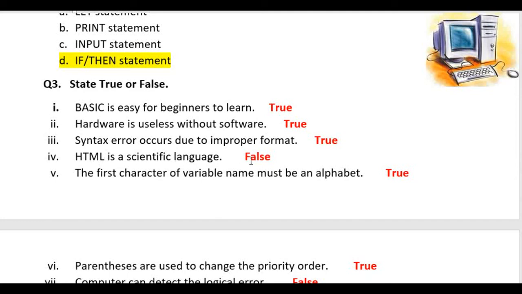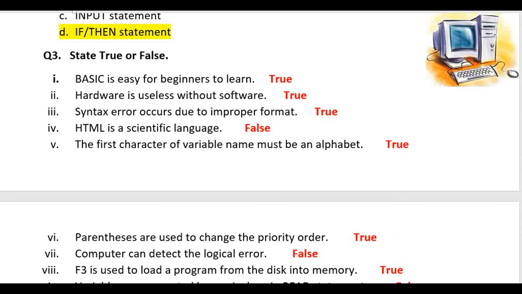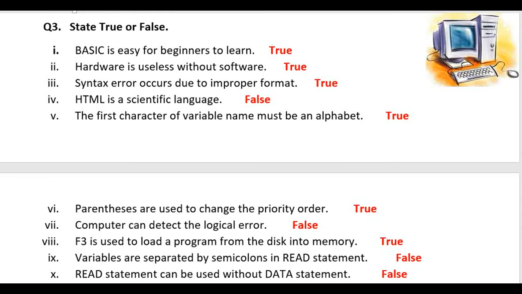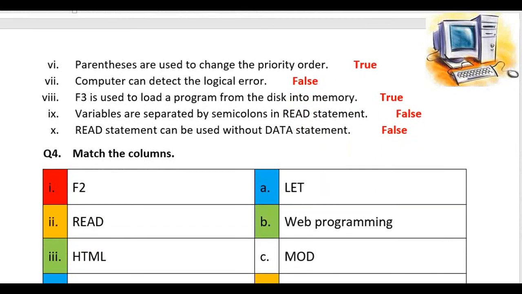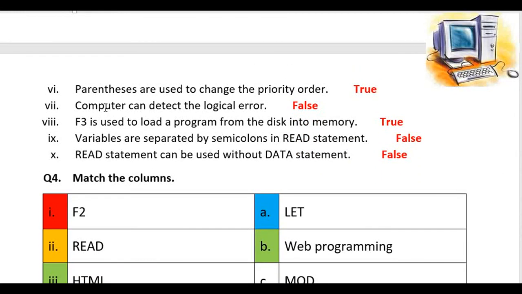HTML is a scientific language, that is false. It's not a scientific language. HTML is a web development language. The first character of a variable name must be an alphabet, that is true. According to the rules for naming a variable, the first character of a variable name must be an alphabet. Sixth statement, parentheses are used to change the priority order, that is true.